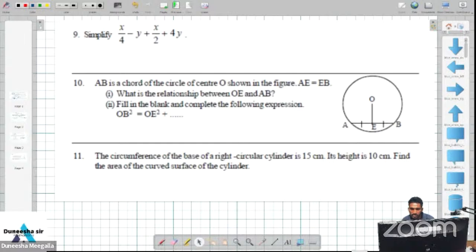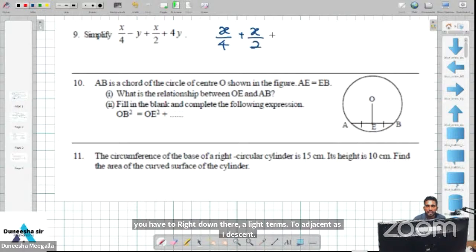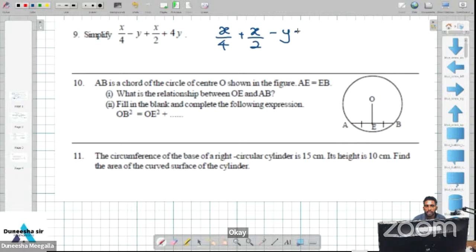Dilmi's answer is correct. Inuri's answer is correct. Okay, I am going to solve this. Write the like terms adjacent to each other. Then -4 and +4y. Then what should the denominator be? The denominator should be the same, right?